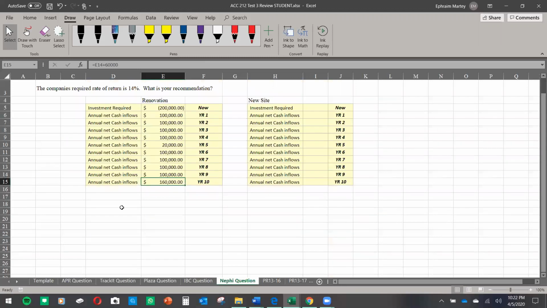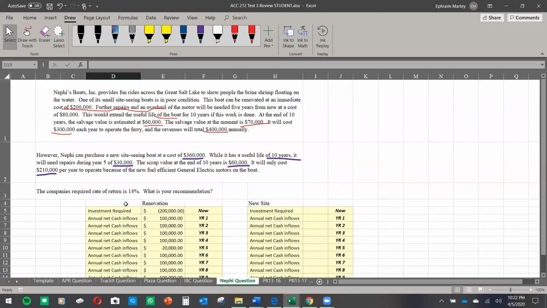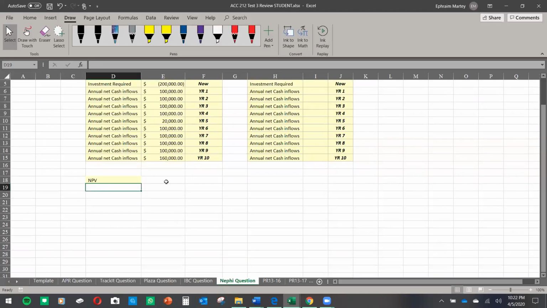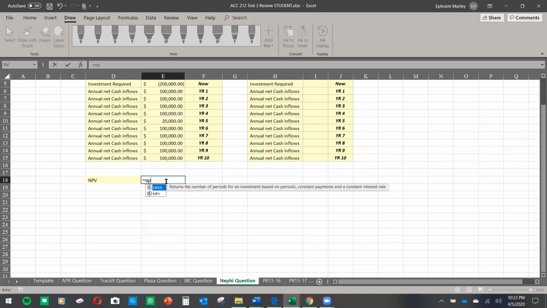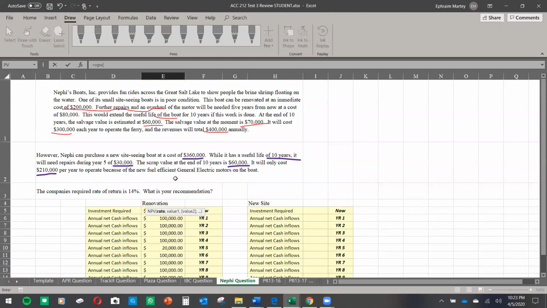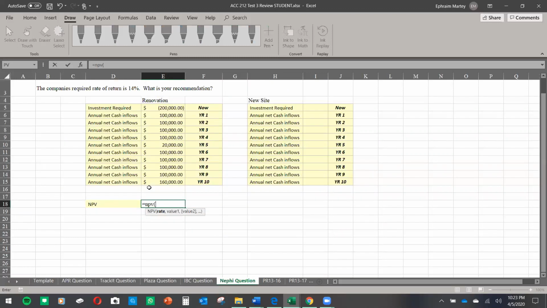Now great. Let's find the net present value. So we have our NPV here. That's all they want us to find. So we type equals NPV, open parentheses. What is the rate? The rate is 14%, so 0.14. We press comma, and then we select all our cash flows. Close parentheses plus the initial investment. So that gives us 296,000 of net present value if we have the renovation.